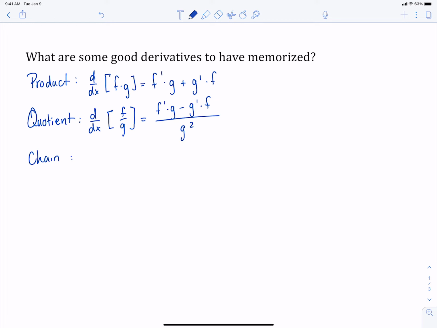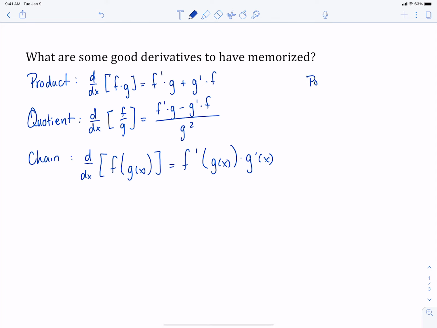Our quotient rule. So remember, the top of the quotient rule looks an awful lot like the product rule, but with a subtraction instead. And then we've got that divided by our bottom function squared. And then the chain rule, that's when we've got a composition of functions. And so we get f prime of g of x times g prime of x. So the derivative of that outside function times the derivative of the inside function.